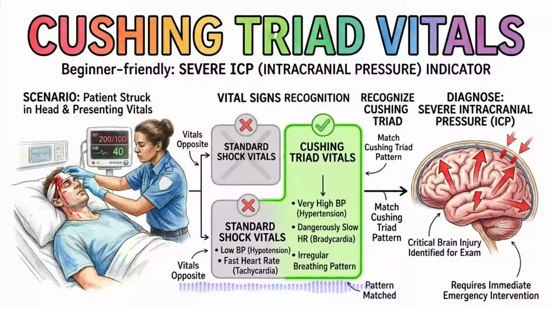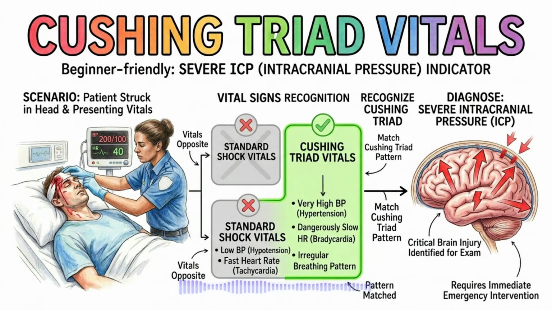To identify severe intracranial pressure on the NREMT exam, you must memorize a specific pattern of vital signs known as Cushing triad. While most patients in shock have a fast heart rate and low blood pressure, a patient with a severe head injury will present with the exact opposite. Cushing triad consists of a very high blood pressure, a dangerously slow heart rate, and an irregular breathing pattern.